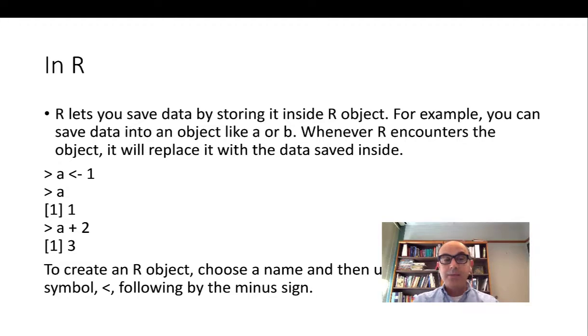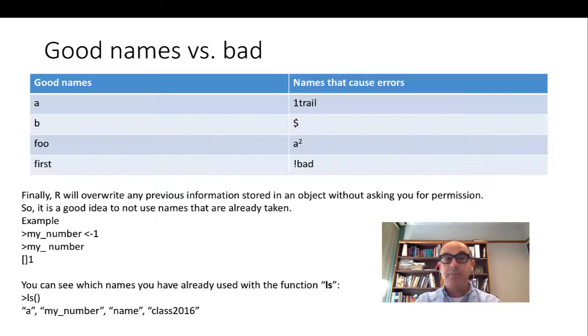So in this case, I set an object with a value of 1, and I call it A. If I ask R, A plus 2, what does it entail? It will tell me that A plus 2 equals 3, because the value of A, according to R, is 1, as you entered.